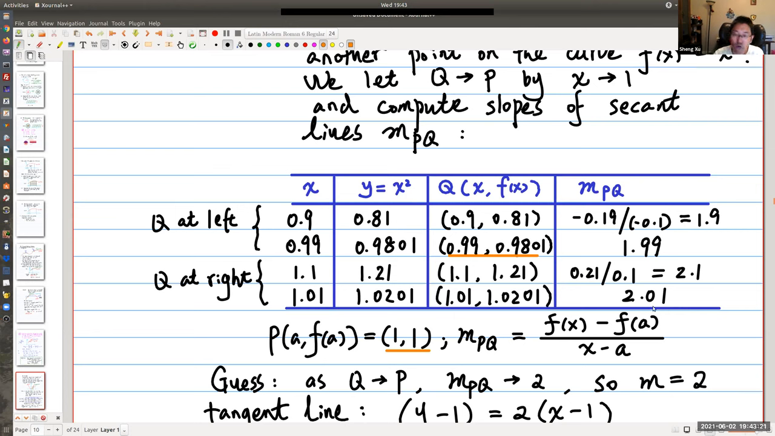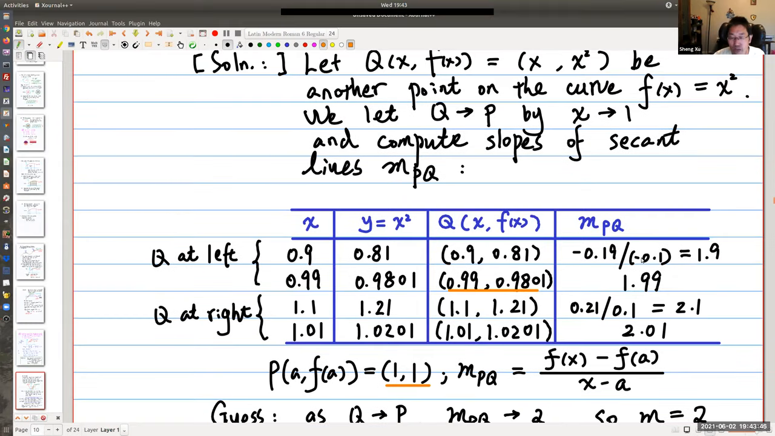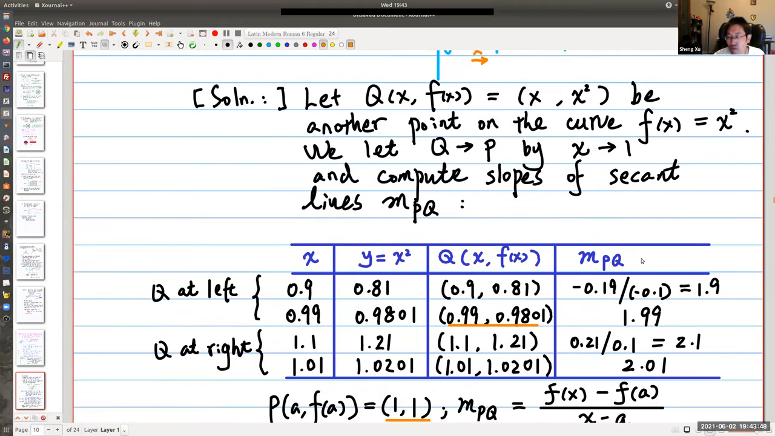So I tried four second lines, and in all four, that second point Q is kind of close to that P. I get these four numbers: 1.9, 1.99, 2.1, 2.01. So what's your guess? If Q approaches P, this slope of the second line approaches which value? What's your guess? Probably which number? Anyone?